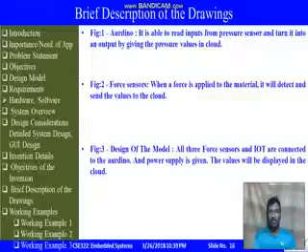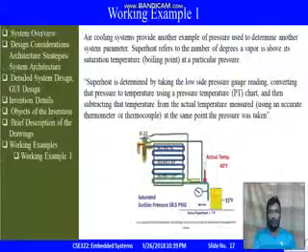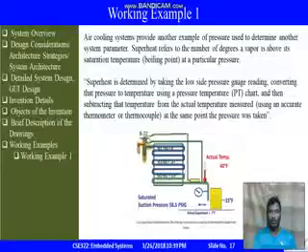All three force sensors and IoT are connected to the Arduino and power supply is given. The values will be displayed in the cloud. And now my friend will explain the working examples of our project.